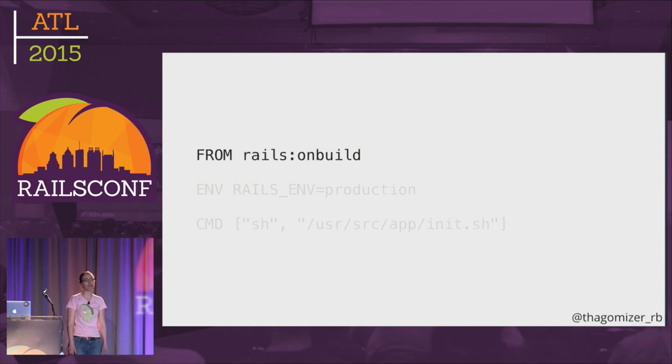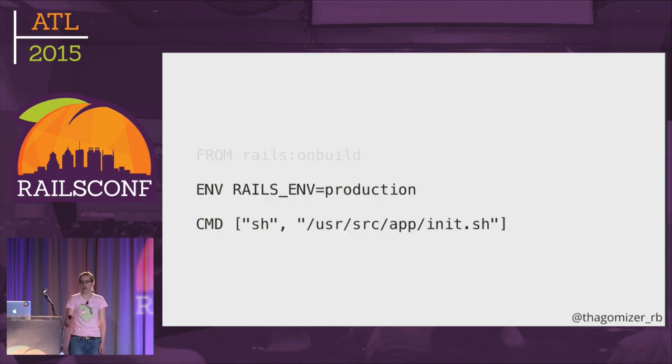I'm using the Rails image because it's really close to exactly what I want, and therefore I don't have to know anything about ops or how to install packages on an Ubuntu machine or anything like that if I don't want to. And then I'm also going to specify that my Rails env is production, because this isn't in the Rails image that I pulled. And then this CMD, this command line, is the entry point for my application. This is what happens once my container is built and my app needs to start up.